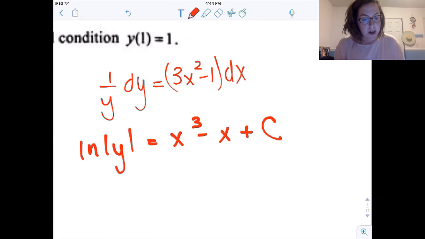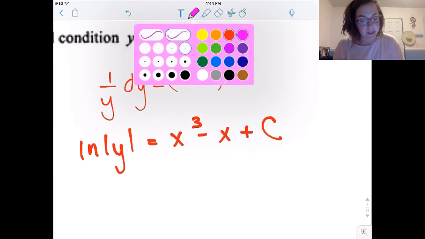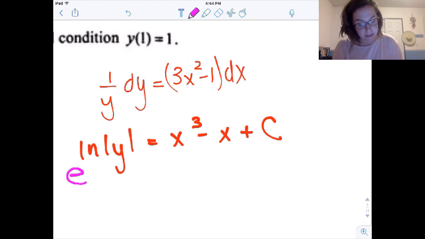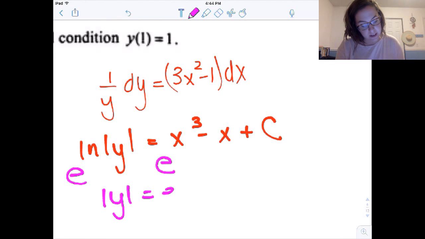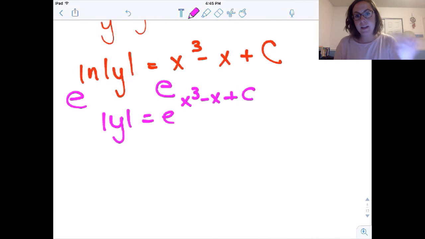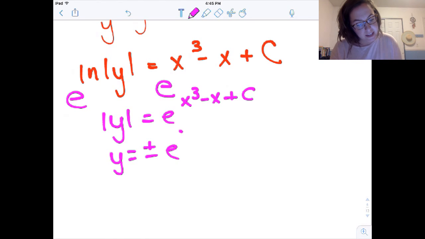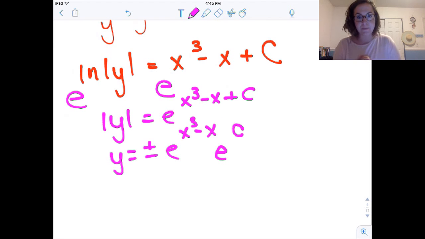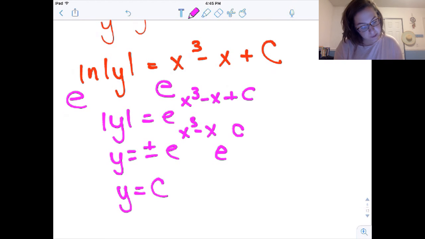Now, because I have ln, I'm going to do e as a base on both sides. So this will be absolute value of y equals e to the x cubed minus x plus c. And again, I can put the plus or minus there. So y equals plus or minus e to the x cubed minus x, and I'm going to make that e to the c. So writing that in this form, I'd get c e to the x cubed minus x. That is my general solution.